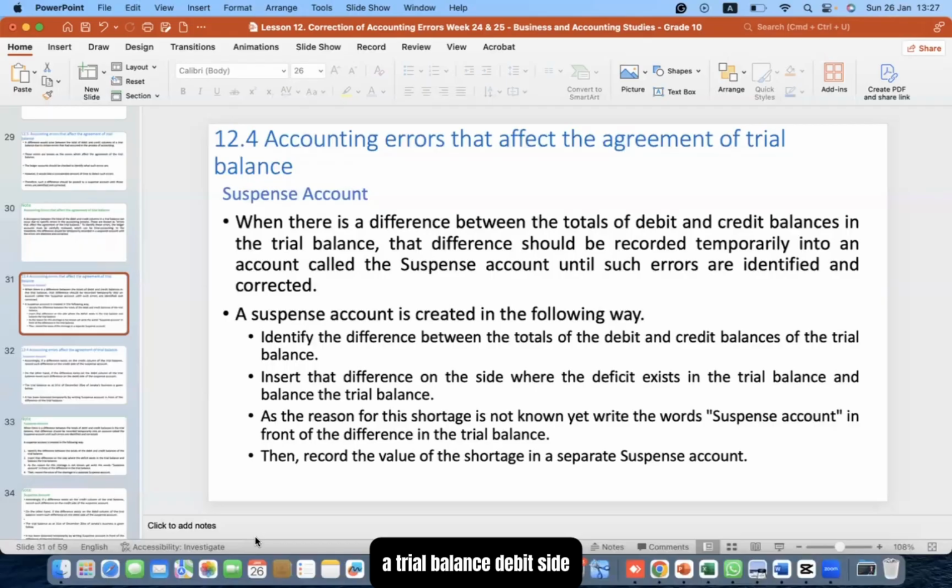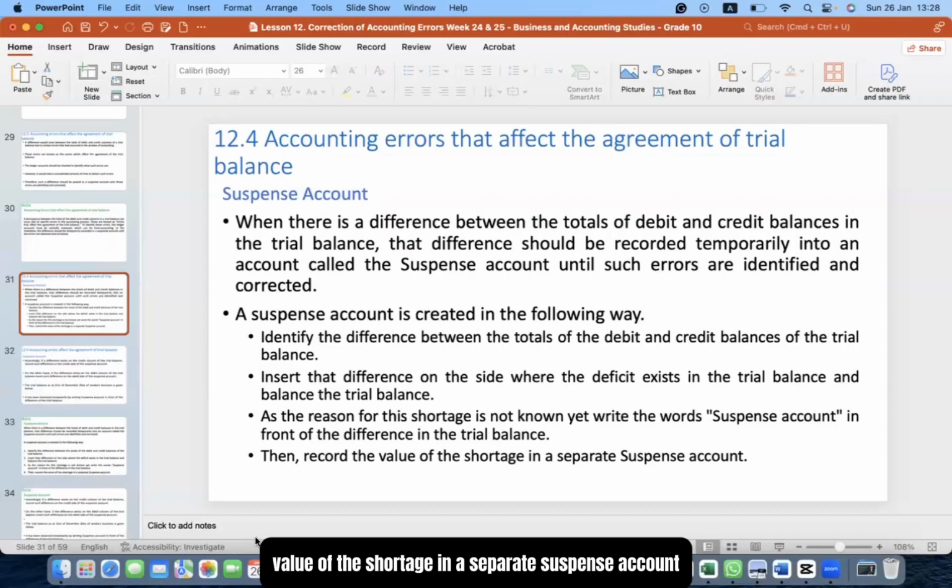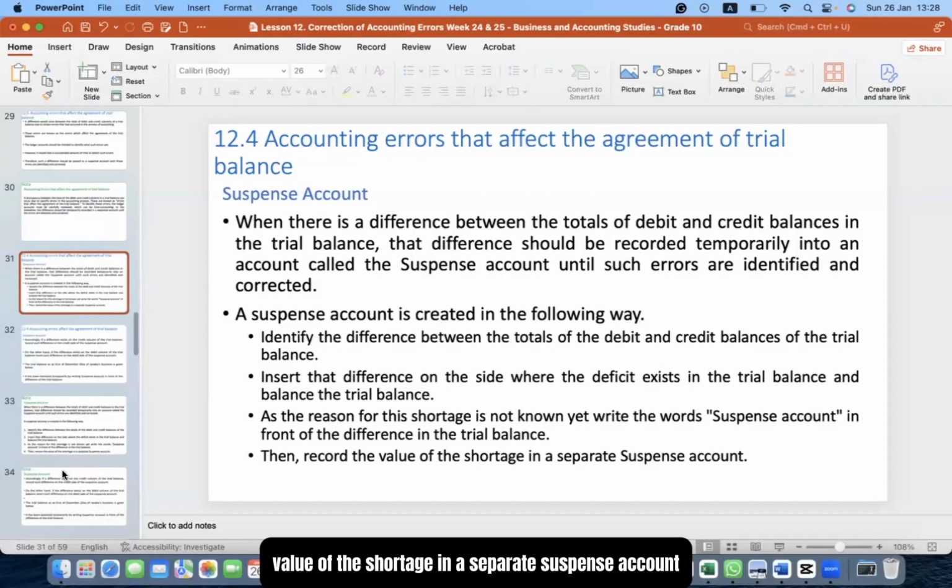Identify the difference between the debit side and the credit side of our trial balance, which in the example I showed you earlier was 5000. Then insert that difference on the side where the deficit exists in the trial balance and balance the trial balance. As the reason for this shortage is not known yet, write the word suspense account in the front of the difference in the trial balance. Then record the value of the shortage in a separate suspense account.